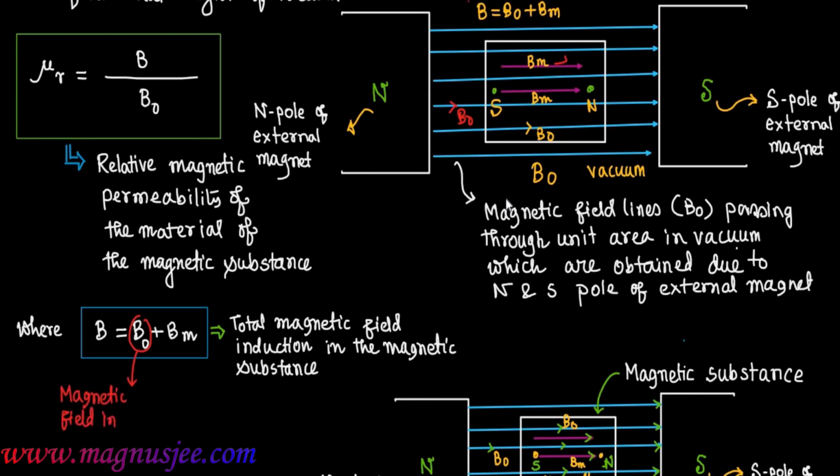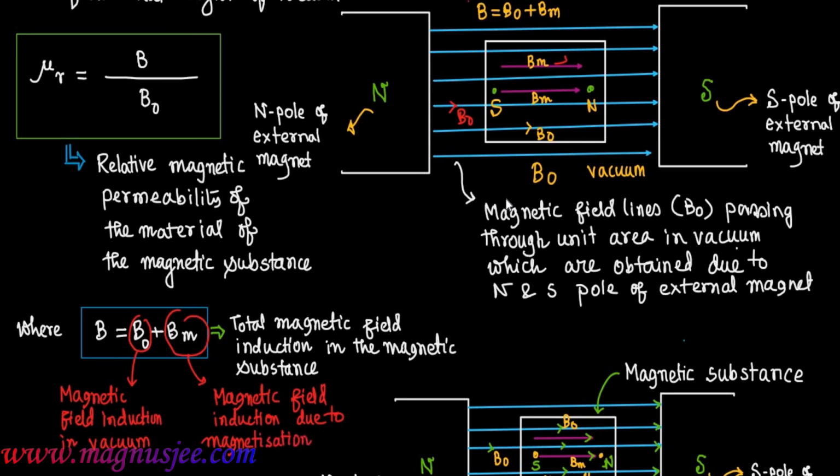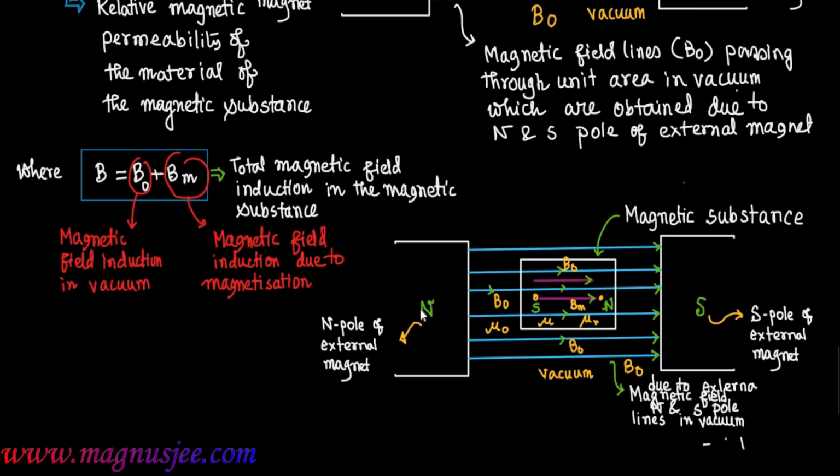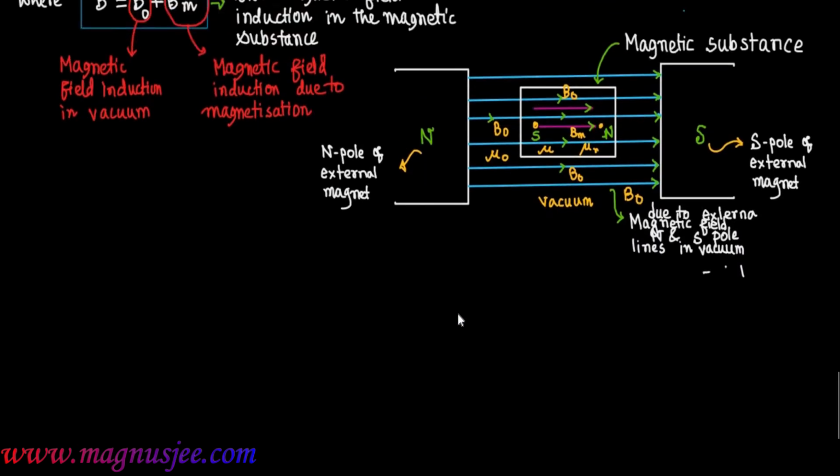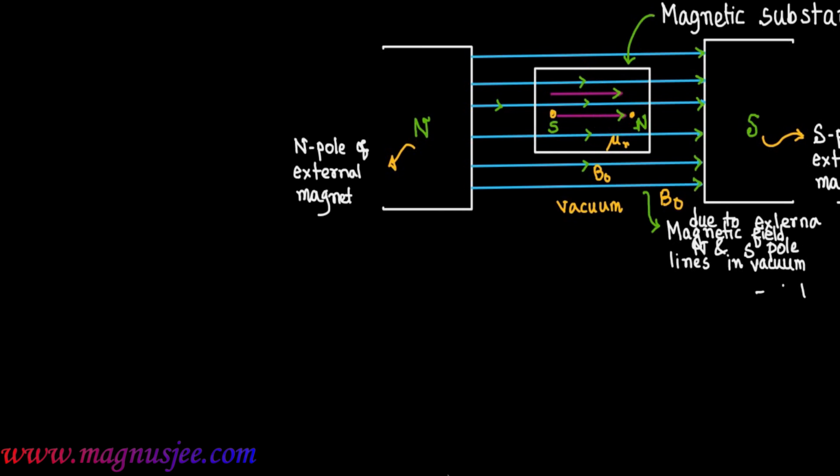B0 is the magnetic field induction acting in vacuum before introduction of the magnetic substance in that region, and Bm is the magnetic field induction or magnetic flux density due to magnetization acting inside the magnetic substance. Bm is the magnetic field induction due to magnetization. Therefore, B is the sum of B0 and Bm, and B equals B0 plus Bm is the net magnetic field induction, and relative magnetic permeability is the ratio of B and B0.